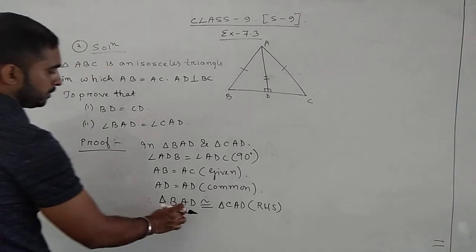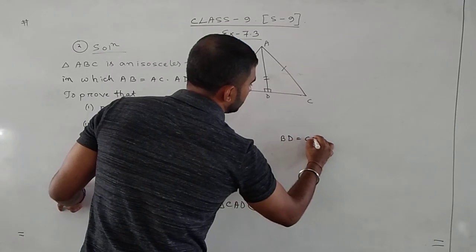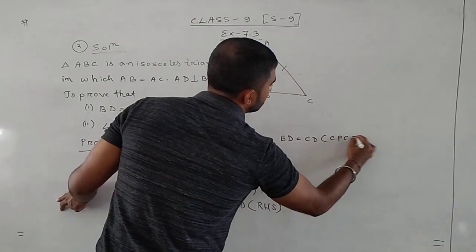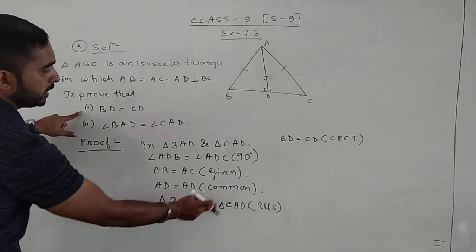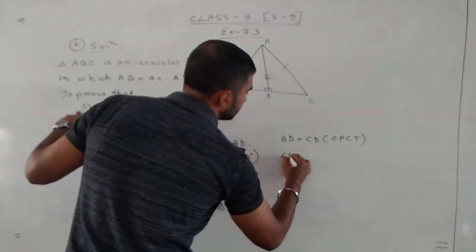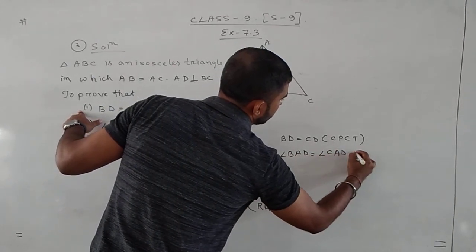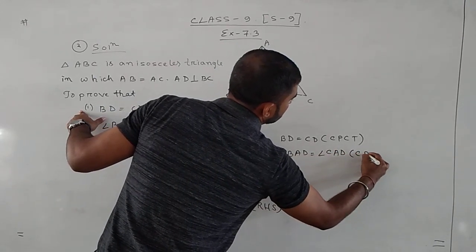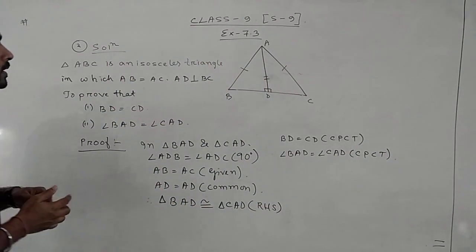If they are congruent, then BD equal to CD, by CPCT. This is the first question. Then angle BAD equal to angle CAD. This is also CPCT. Yes, got it? So this is the question.